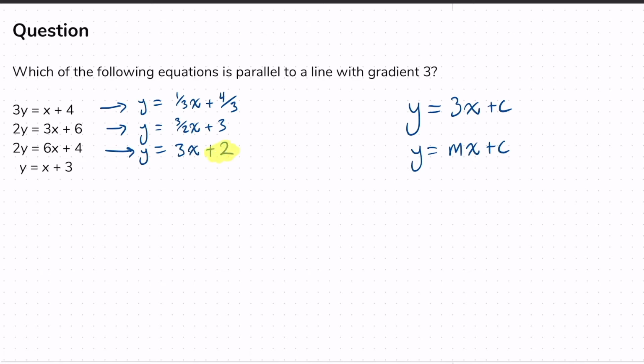So we can see this equation is parallel because the coefficient of x is the same. They both have m equal to 3.